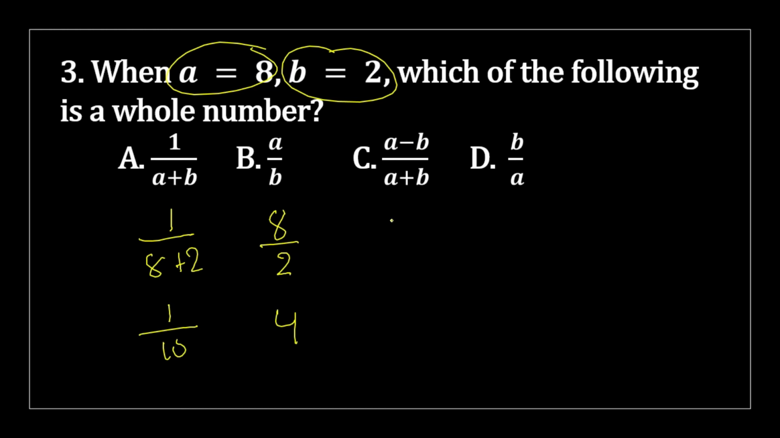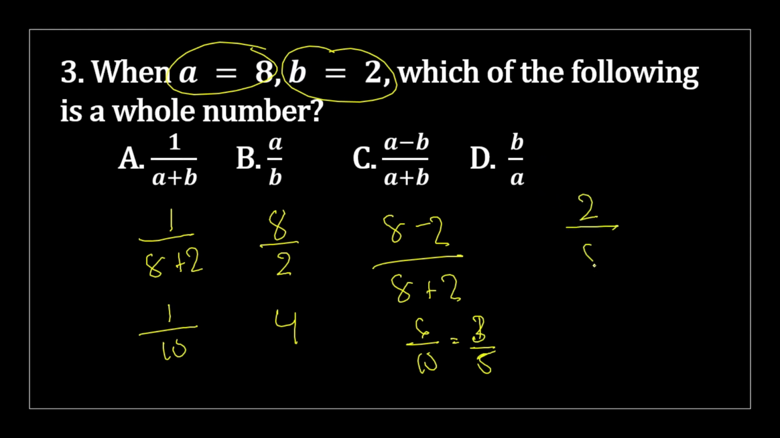And letter C, we have 8 minus 2 over 8 plus 2. This will become 6 over 10. If we simplify it, it will become 3 over 5. On letter D, we have 2 over 8. If we simplify this, we get 1 over 4. Among the following numbers, only 4 is a counting number. So the answer is letter B, because 4 is a counting number, this is a whole number.